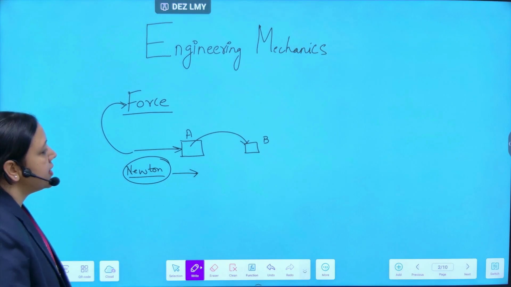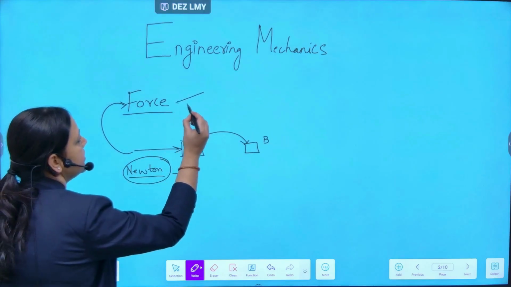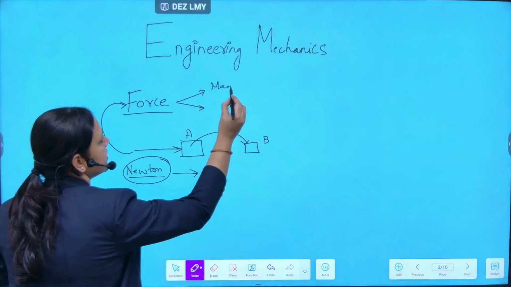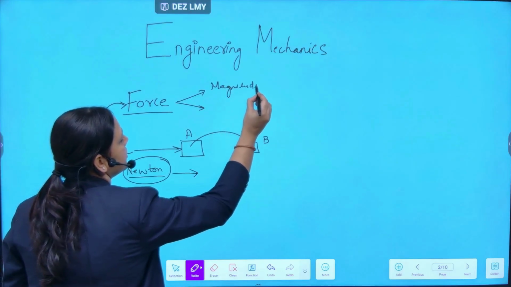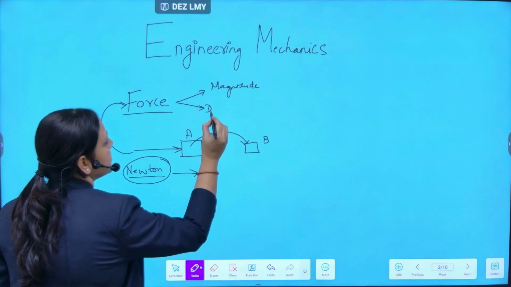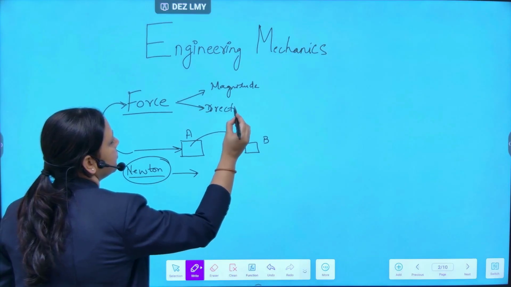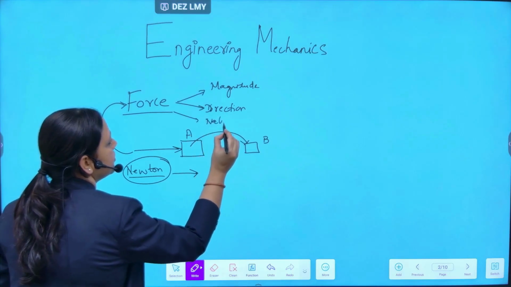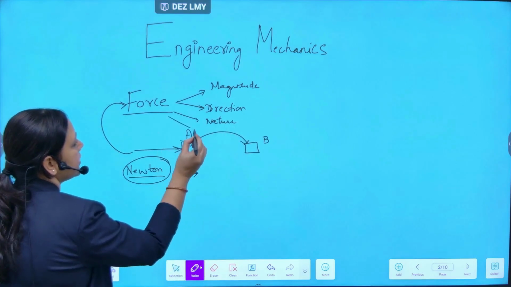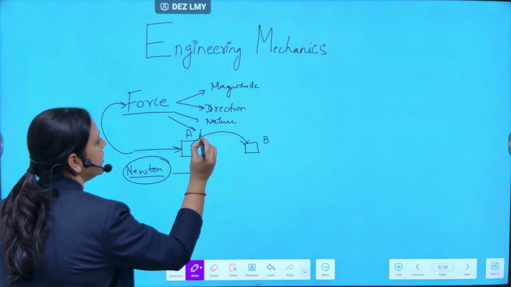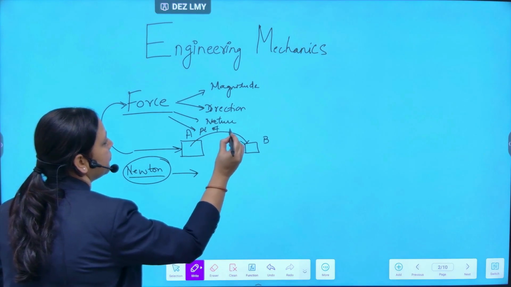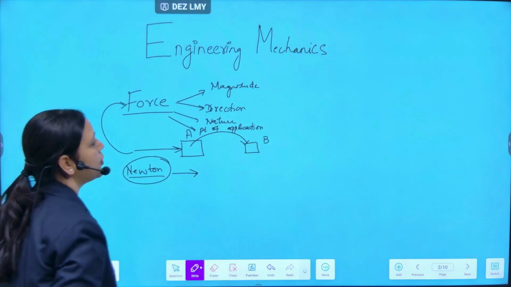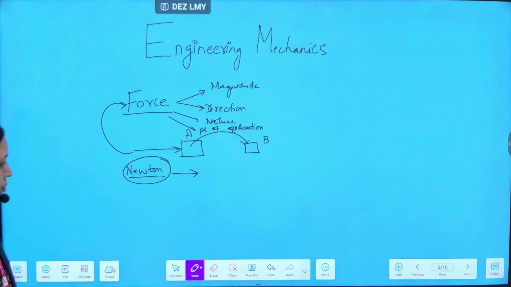Now, force is of several kinds depending upon the characteristics. So, one characteristic, as I have discussed, is its magnitude. The other characteristic is its direction. Third characteristic depends upon its nature, and fourth characteristic is depending upon the point of application. So, what is nature of a force?